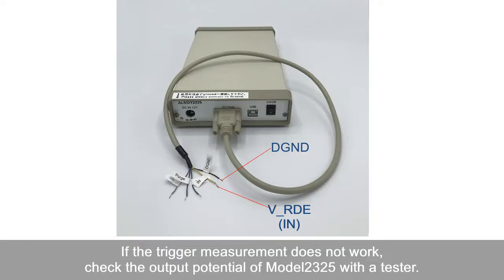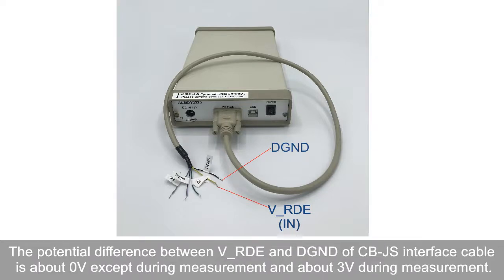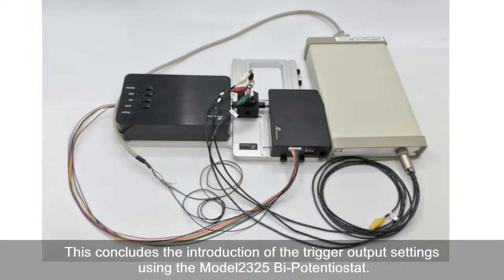If the trigger measurement does not work, check the output potential of Model 2325 with a tester. The potential difference between VRDE and D ground of CBJS interface cable is about 0 volt except during measurement and about 3 volt during measurement. This concludes the introduction of the trigger output settings using the Model 2325 Bi-Potentiostat.